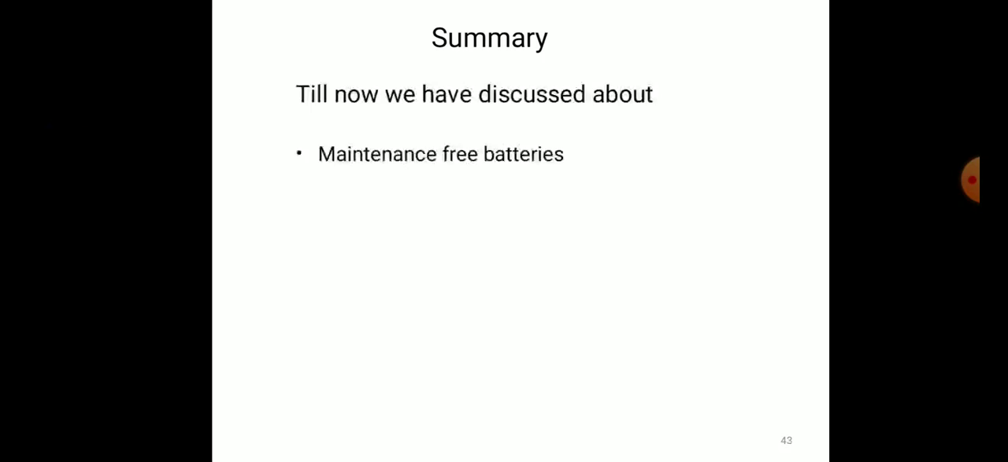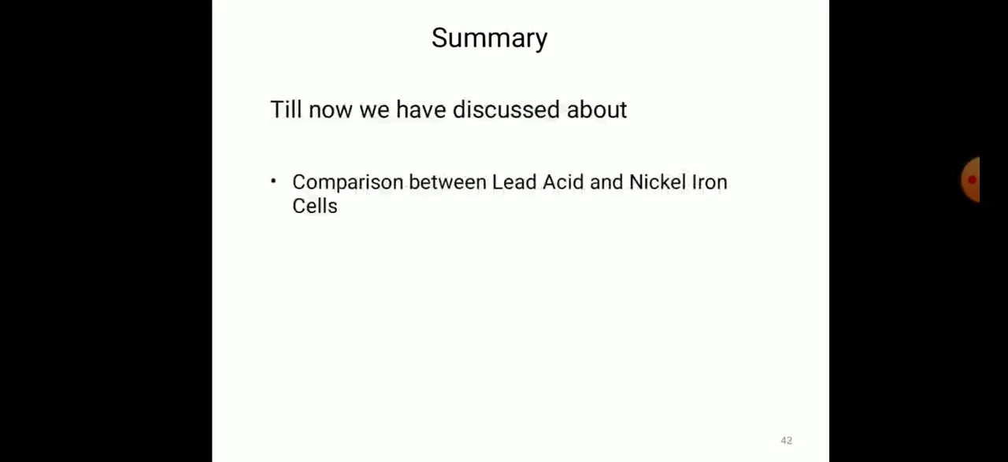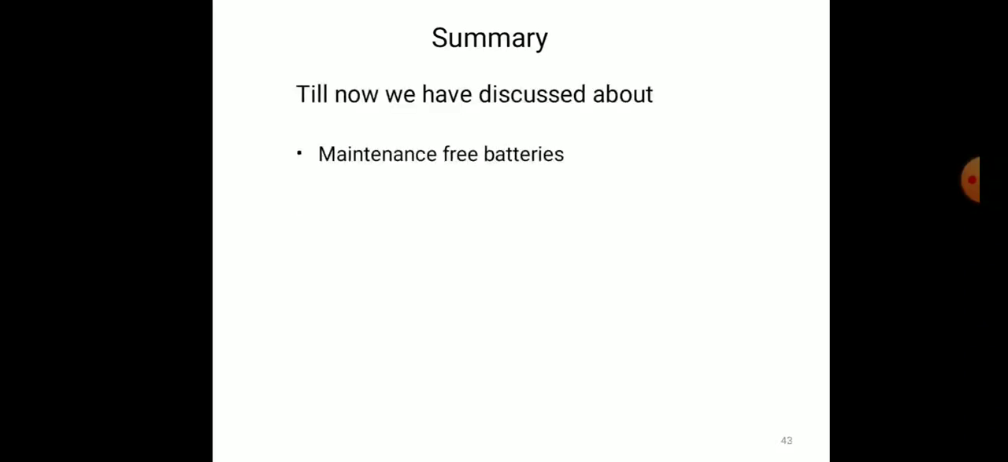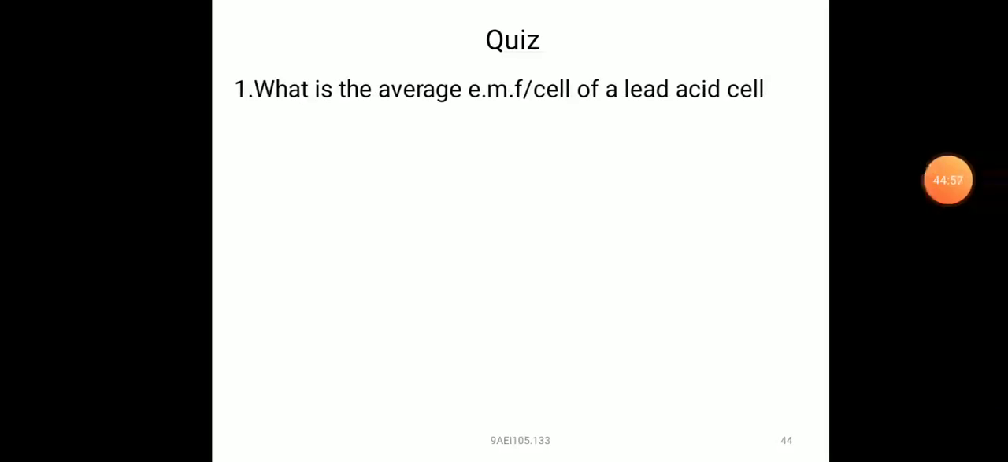We also discussed primary cells and secondary cells, and again secondary cells are divided into two types: the lead acid cell and the nickel iron cell, and the properties and particulars of those cells we discussed. And at last we discussed about the maintenance free batteries. Now we try to solve some problems to understand what we learned in this period.